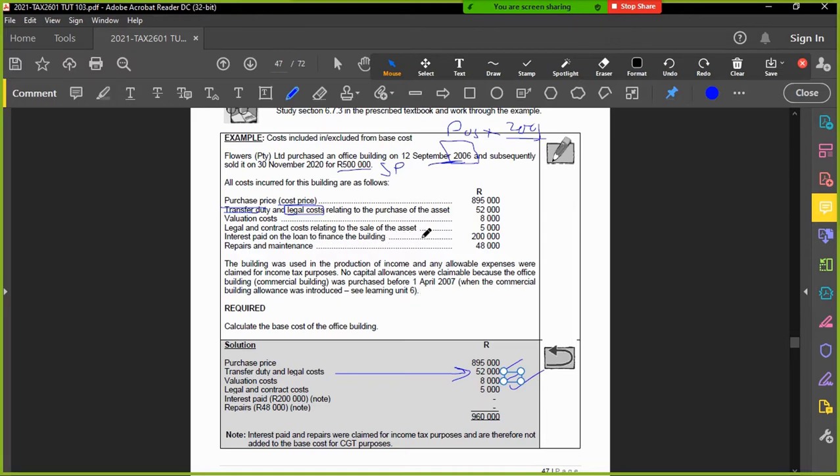Interest paid on the financing? No, that's not included. Repairs and maintenance? No, that's not included. Okay. All right, so what do we have here?